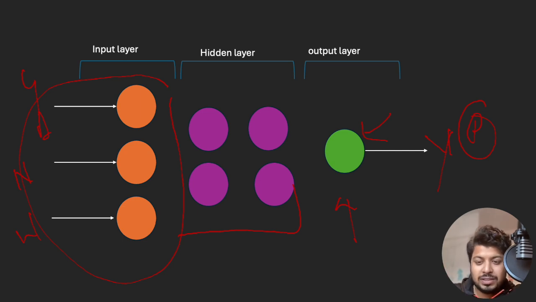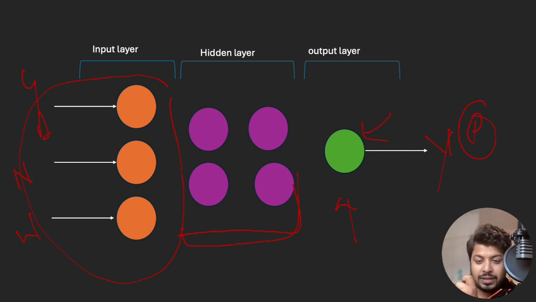I will explain this in more detail in further slides, but for the time being, let's just assume that the number of neurons in an input layer and the number of neurons in an output layer is very important to decide when we are trying to create a neural network. The number of neurons in the hidden layer will usually depend on hit and trial, what combination works best for us.